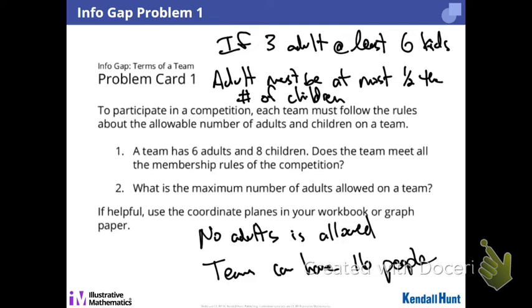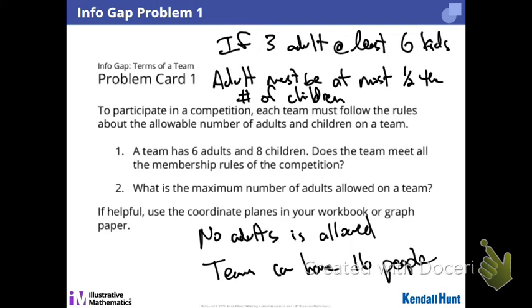Micah. What's the lowest proportion of adults to children? What I tell you is if 3 adults are on a team, there must be at least 6 children. A team without adults is allowed. Okay, so. Wait, one more question. Yeah, Raymer. What's the minimum amount of people on the team? We kind of said that. You can't have half a person. There's no minimum.